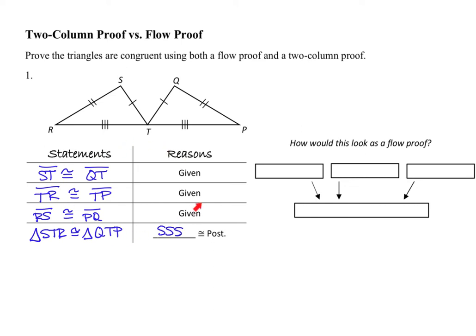So to transfer this kind of proof into a flowchart proof, the statements go in each box and then the reasons go underneath the box. So all of your given reasons go underneath, the statements go in the boxes. So this is what your first row would look like. And then in the last box, you would put your final statement. So triangle STR is congruent to triangle QTP by side, side, side, triangle congruence postulate.